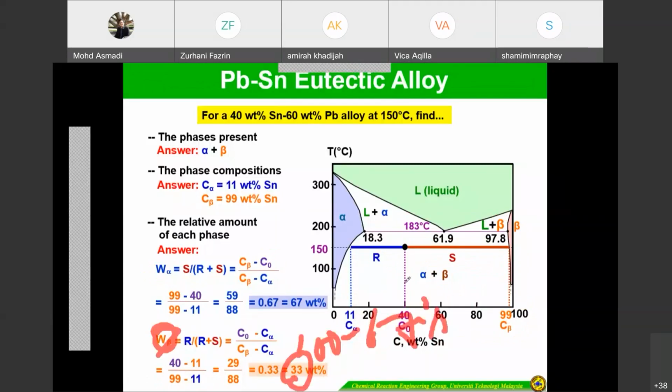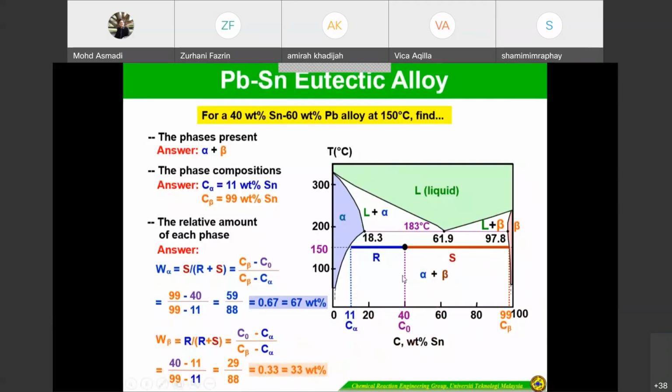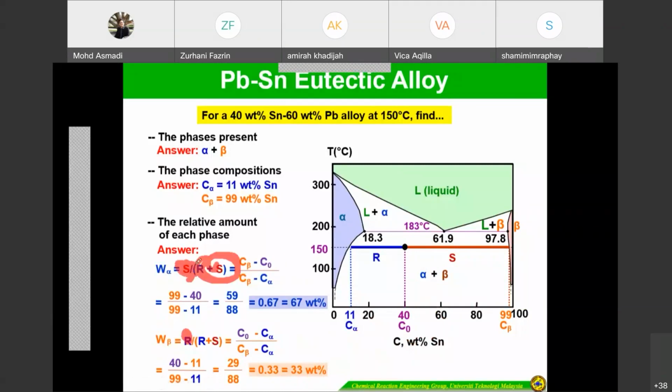Clear, right? Just remember the difference is in the denominator, the bottom one. I forgot what the top one is called. So the difference is just S and R. You can calculate based on the lever rule.